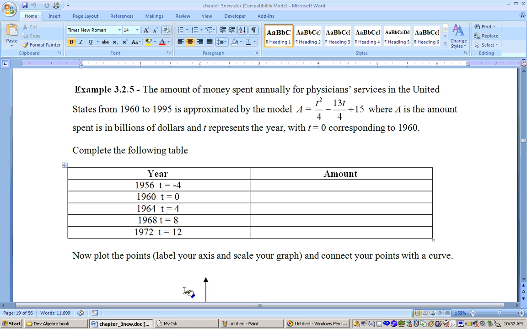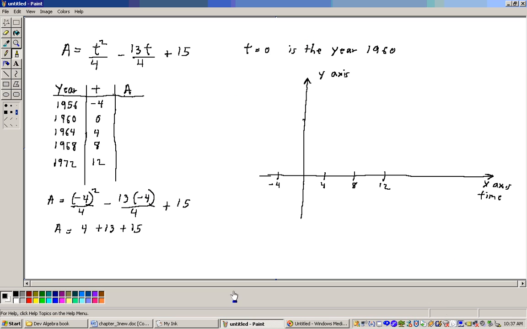So I jotted that equation down. So here's that equation. A is the amount spent in billions of dollars, and t equals 0 is year 1960.